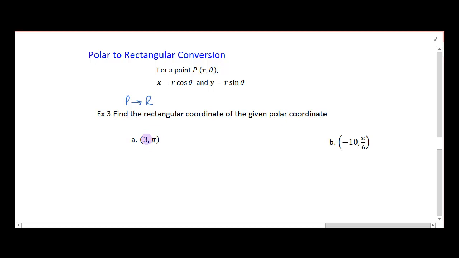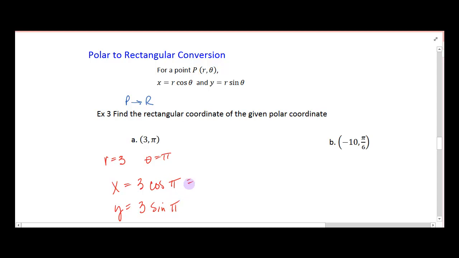Now, the first value in my ordered pair is r. So in this case, I know that r is equal to 3. I know theta is equal to pi. And I just use these two formulas right here to find out the values of x and y. So x is just r, which is 3 cosine pi. And y is just 3 sine pi.